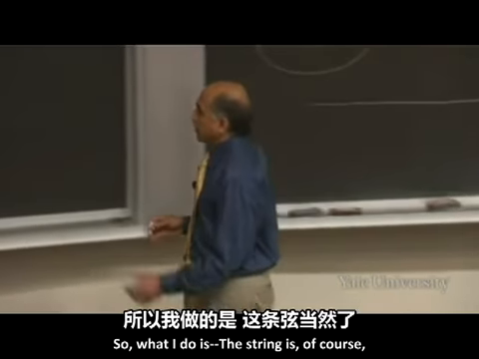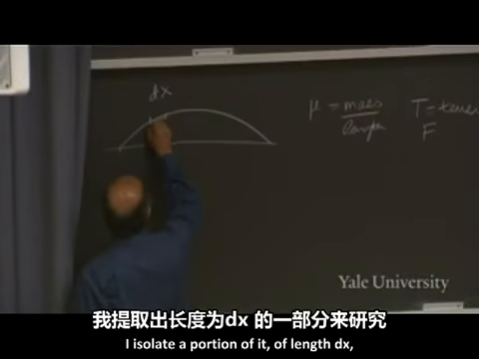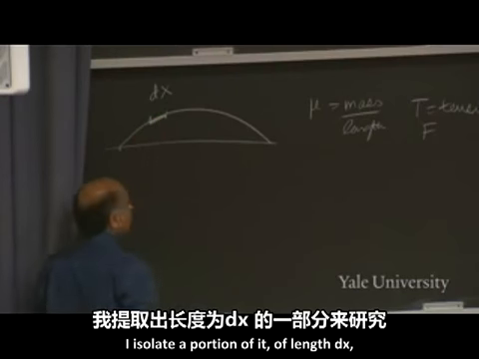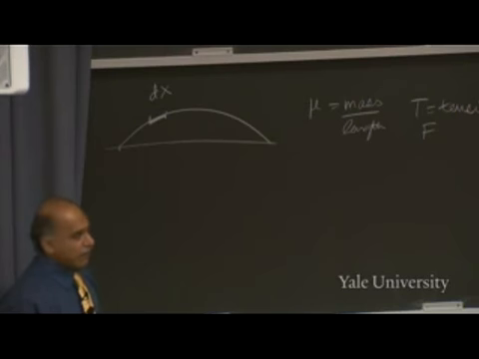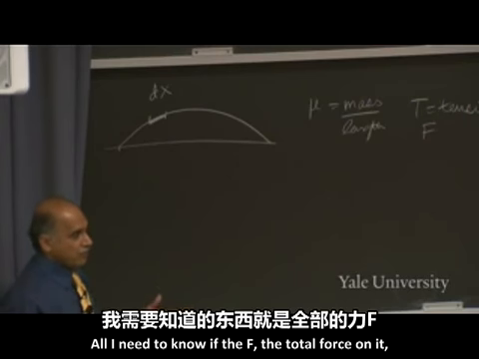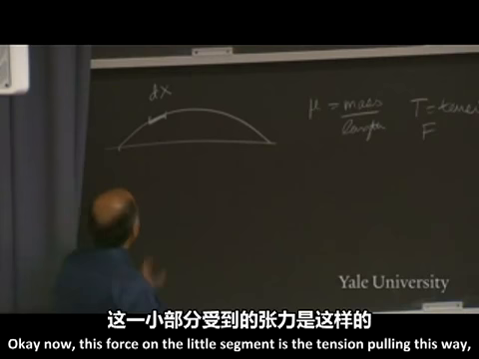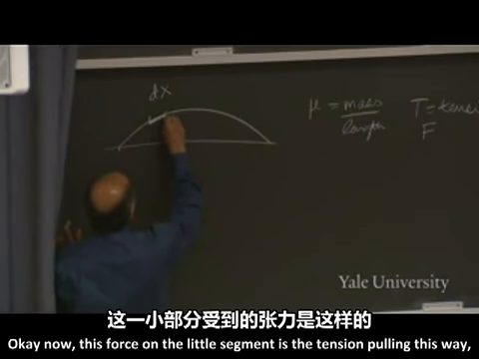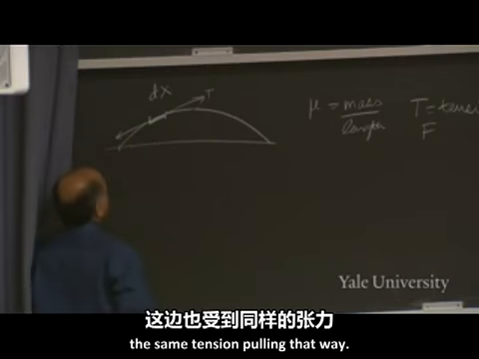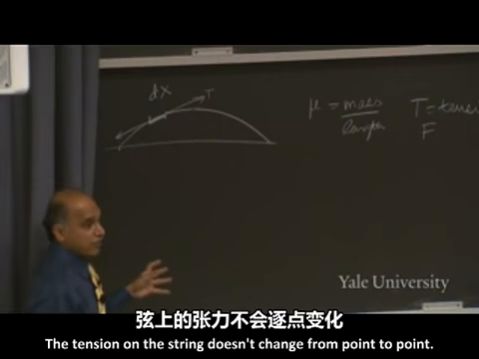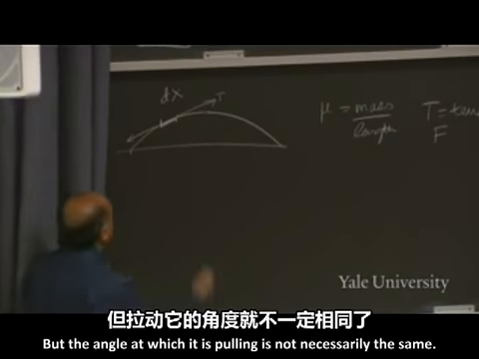So what I do is, the string is, of course, a long and extended and complicated object. I isolate a portion of it of length dx, and I'm going to apply F equals ma to that guy. All I need to know is the F, the total force on it, and I'm going to equate it to mass times acceleration. Now, the force on this little segment is the tension pulling this way, the same tension pulling that way. The tension on the string doesn't change from point to point.